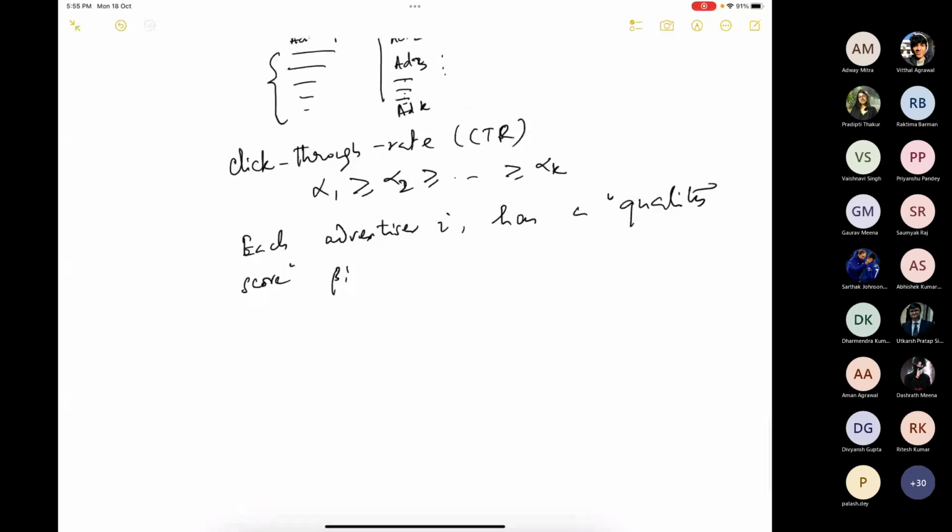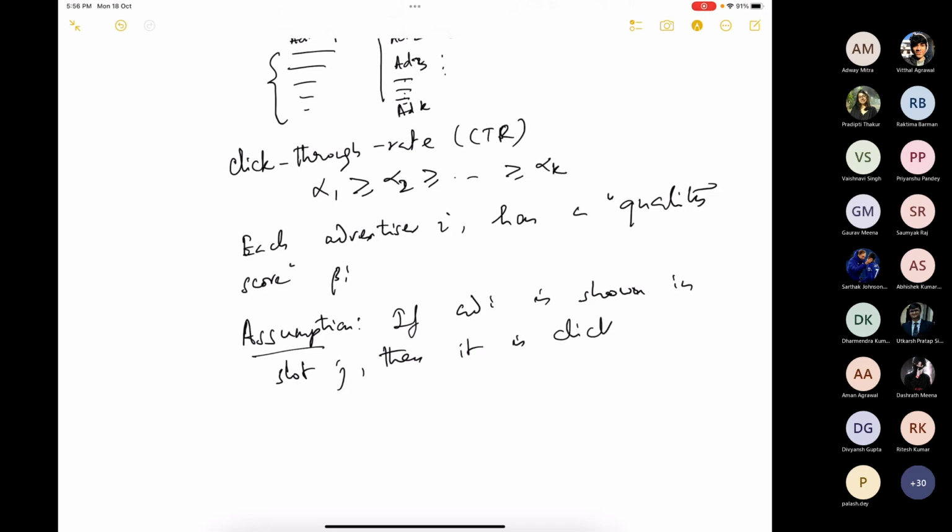And here is the assumption: that if ad i is shown in slot j, then it is clicked with probability beta i times alpha j.